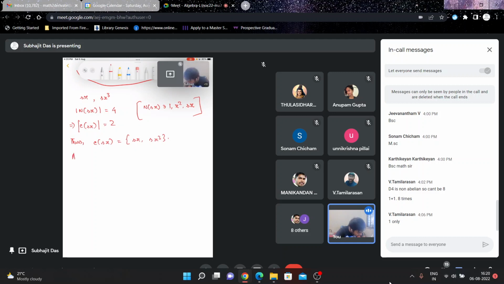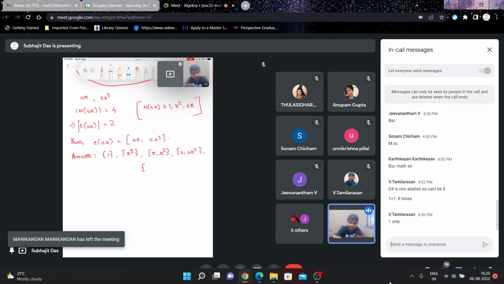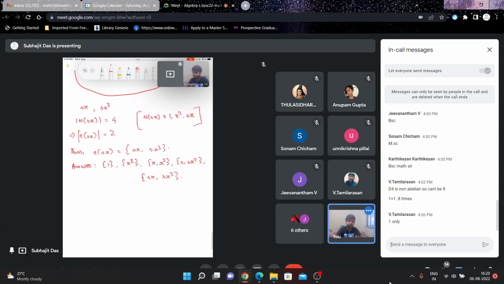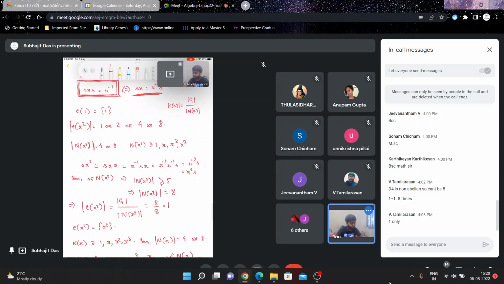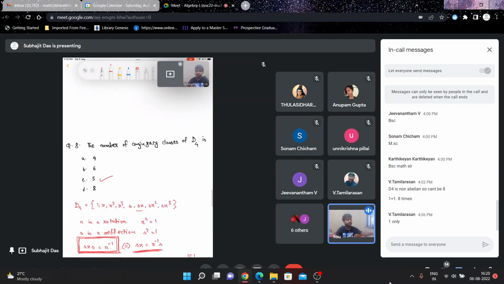So the answer is: 1 is a single conjugacy class, R square is a conjugacy class, the class containing R and R cube is a conjugacy class, the class containing S and S R square is a conjugacy class, and finally the class containing SR and SR cube is a conjugacy class. So there are exactly 5 conjugacy classes, okay, and that finishes the problem. So 5 is your answer, okay. So that's it from my side for today.